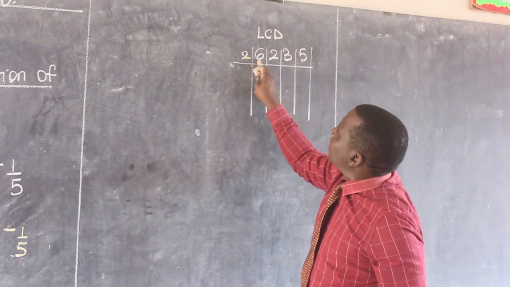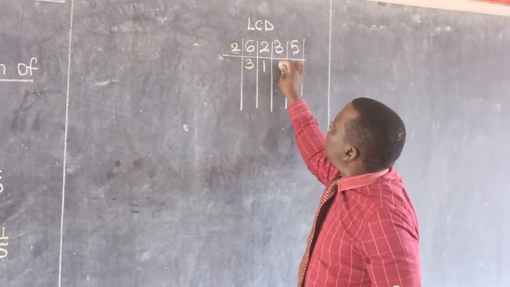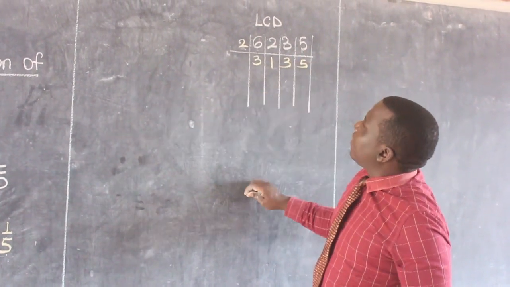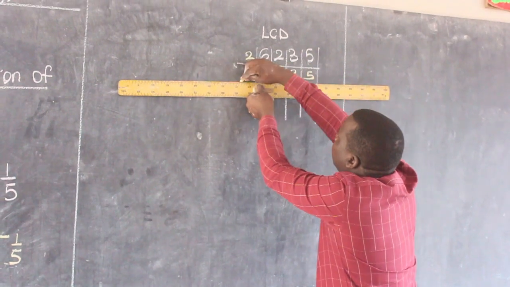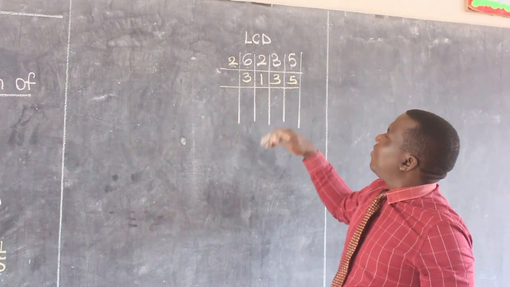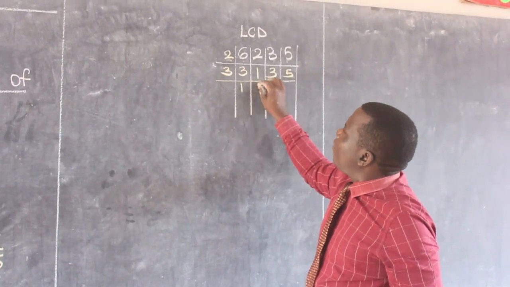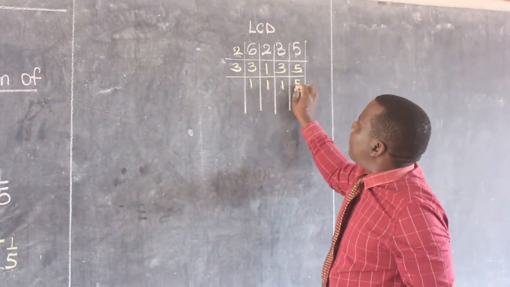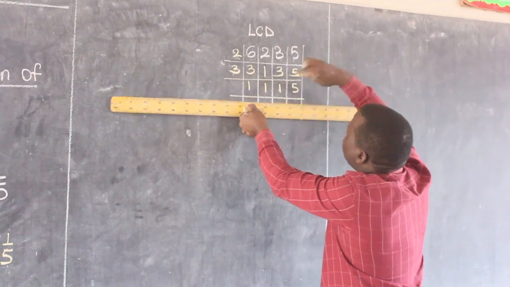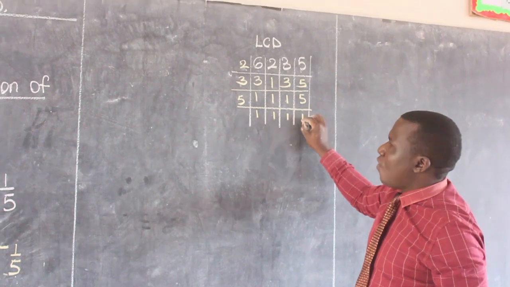So by 2, 6 divided by 2 is 3. 2 divided by 2 is 1. Here is impossible, you write that 3. Here is also impossible, you write 5. Then again, when you consider 2, none of these can be divided by 2, so you skip 2, you go by 3. 1, 1, 1, 5. 5 cannot be divided by 3, so you maintain it. Then now by 5, 1, 1, 1, 1.